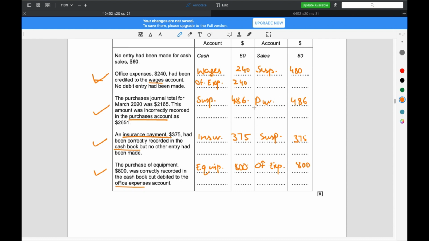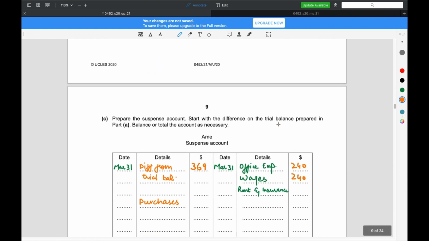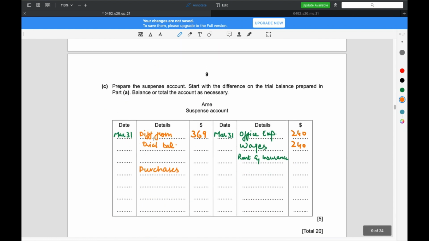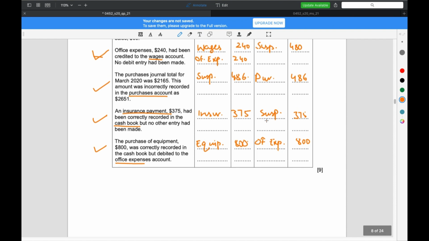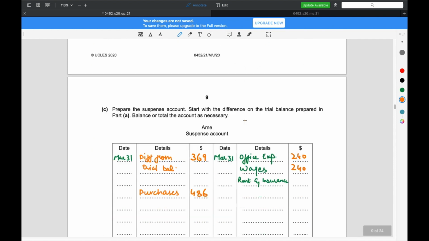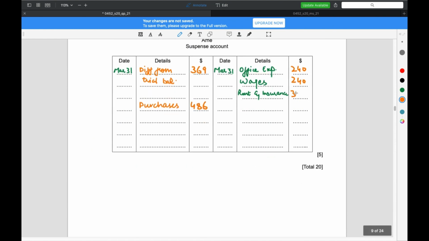Oh, sorry, debit the purchases account in the suspense account by 486. So we have to debit the purchases in the suspense account by 486. And then similarly, the third transaction we did here was supposed to be credit the insurance account by 365 in the suspense account. So that is going to be 375, and then you can balance this out.